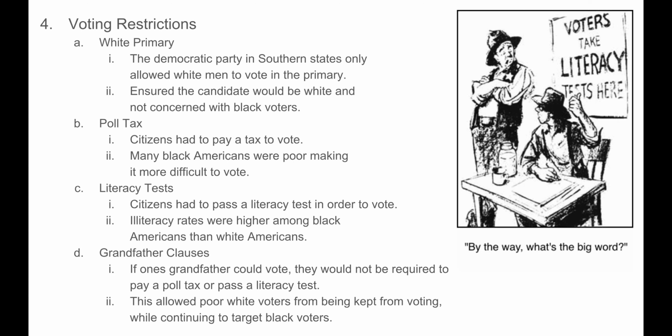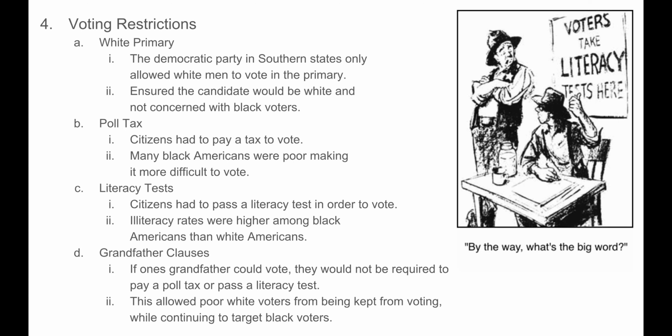The poll tax further made this difficult because now it is an economic burden. You have to pay this tax just to be able to vote, and many black Americans didn't have the money to be able to afford to do this, especially once the options are already shown to be unjust and unfair. The literacy tests, which many black Americans didn't have good schools.